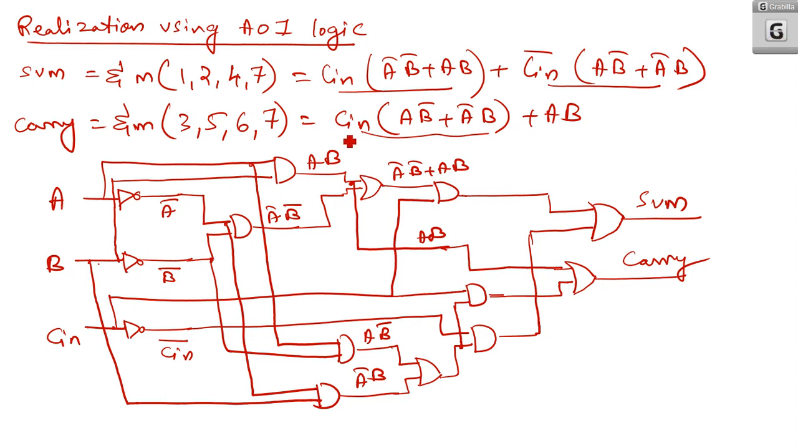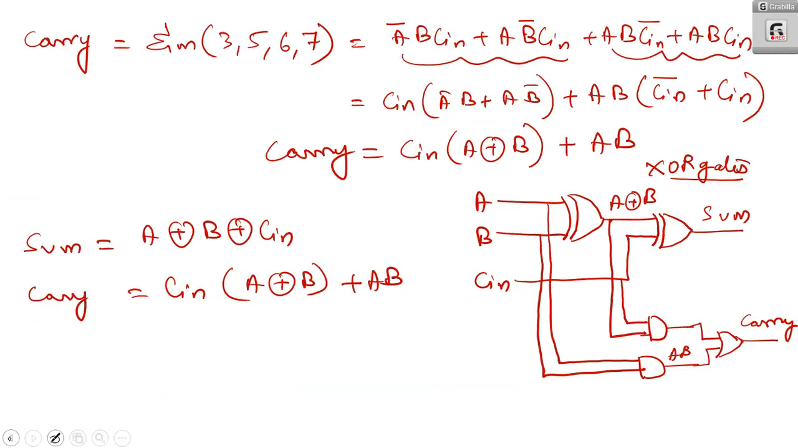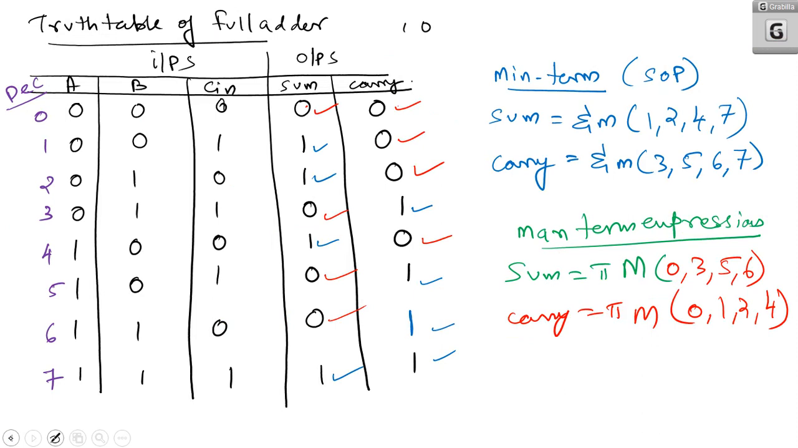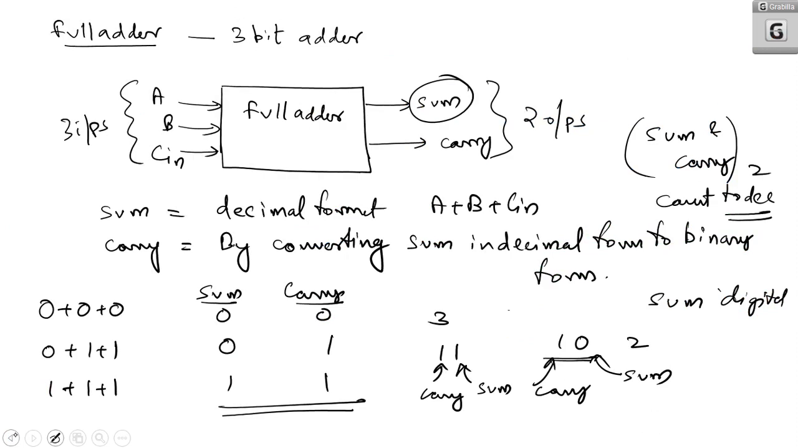Now see, full adder consists of inputs A, B, Cin, as well as outputs sum and carry. Now I think you have got the logic of a basic full adder. Okay. So to have a recap of the lecture: a full adder has three inputs A, B, Cin. The sum in decimal format is A plus B plus Cin, and carry is obtained by converting it into binary. Sum and carry are basically in binary format.